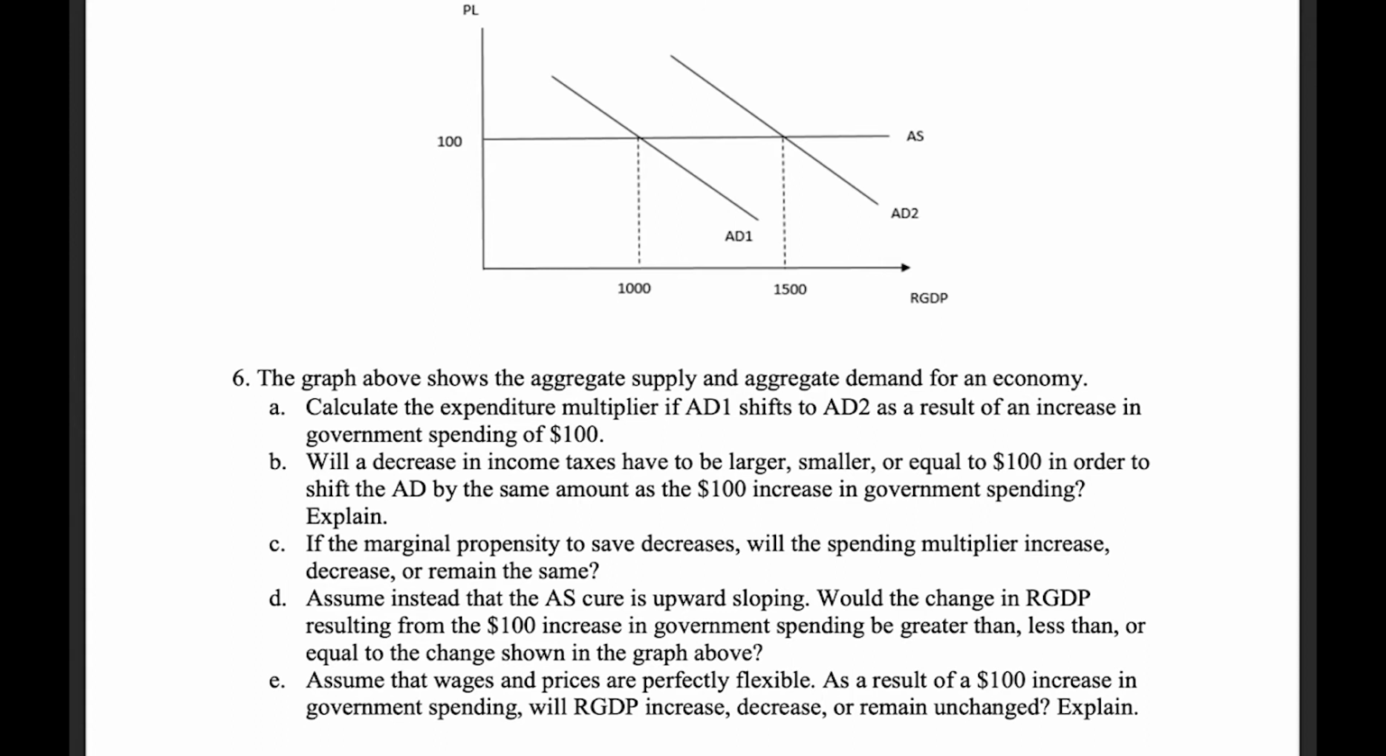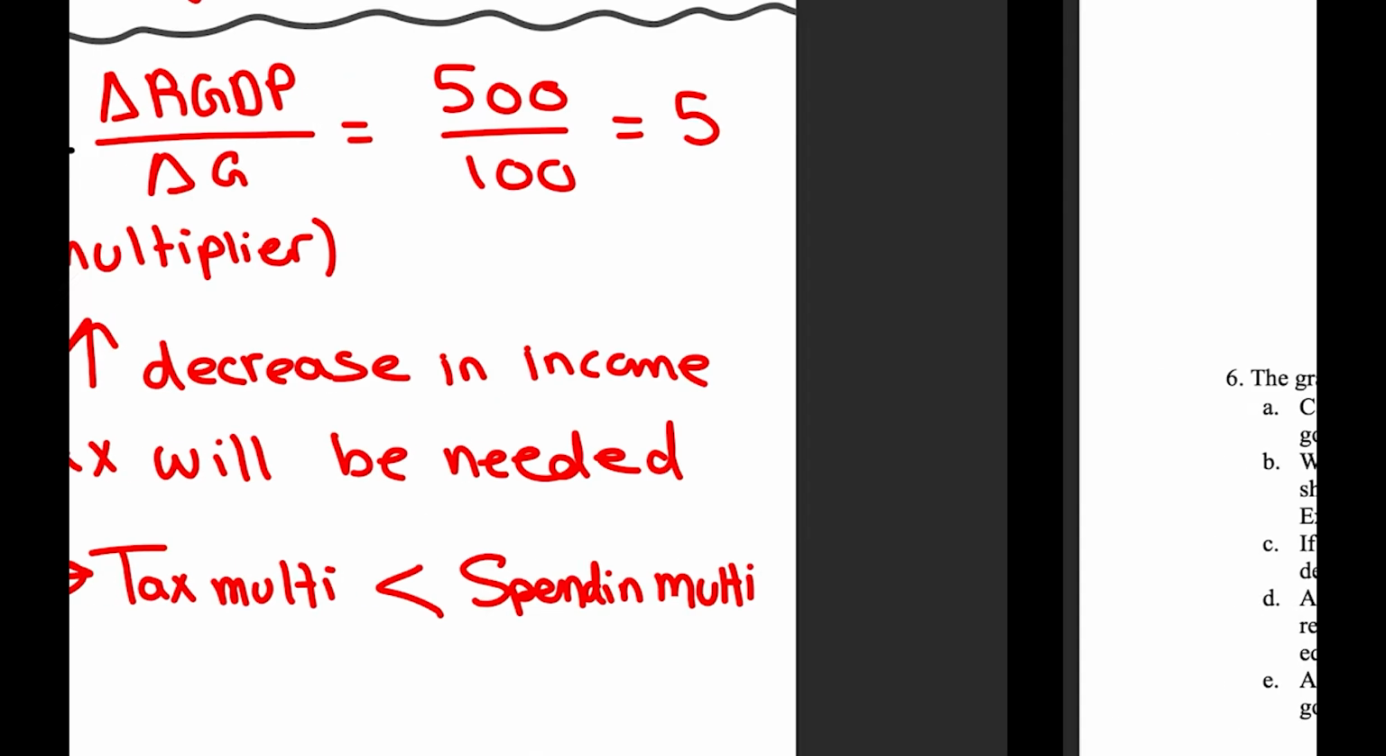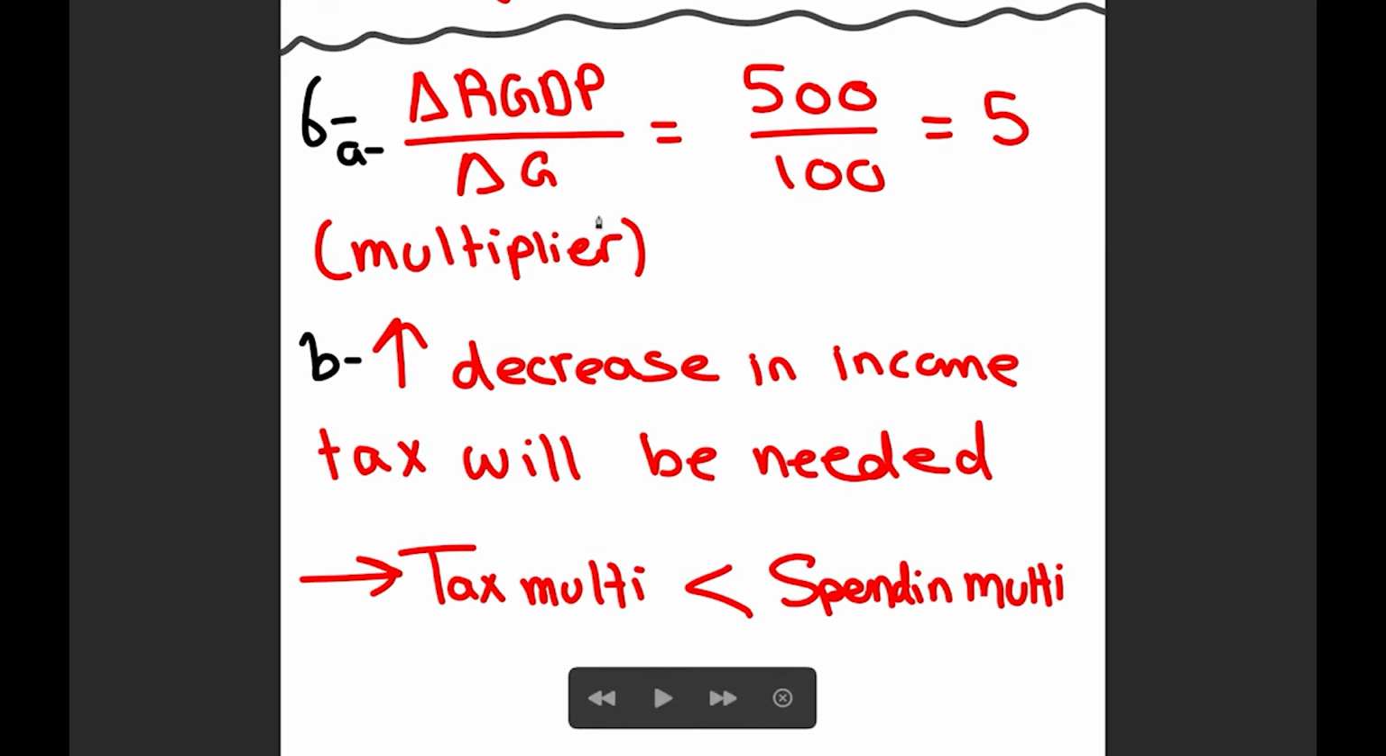Number 6 might look scary at first, but trust me, it is so easy to grasp. Now let's do number 6A. The graph above shows the aggregate supply and aggregate demand for an economy. Calculate the expenditure multiplier if AD1 shifts to AD2 as a result of an increase in government spending of $100. Oh, that's very easy, very simple. I can get this question easily.